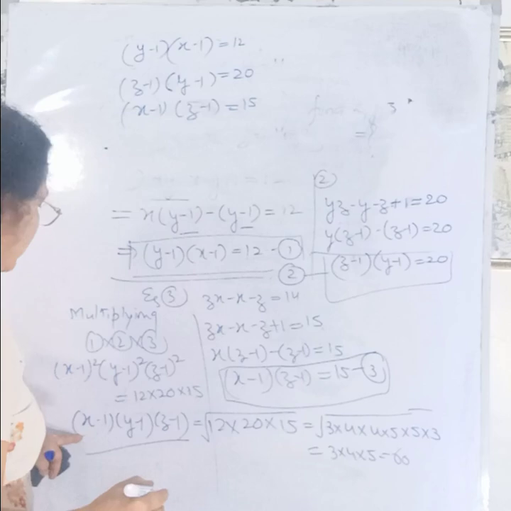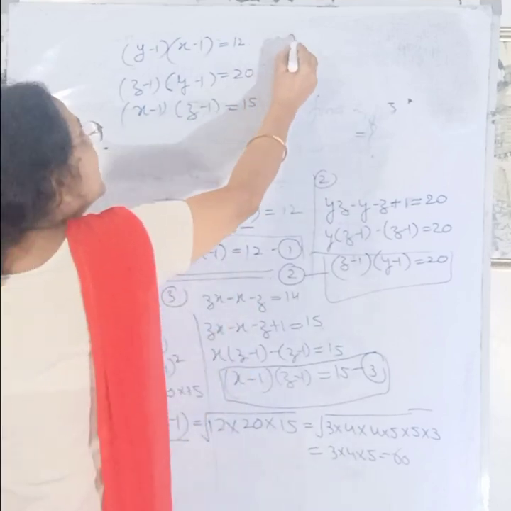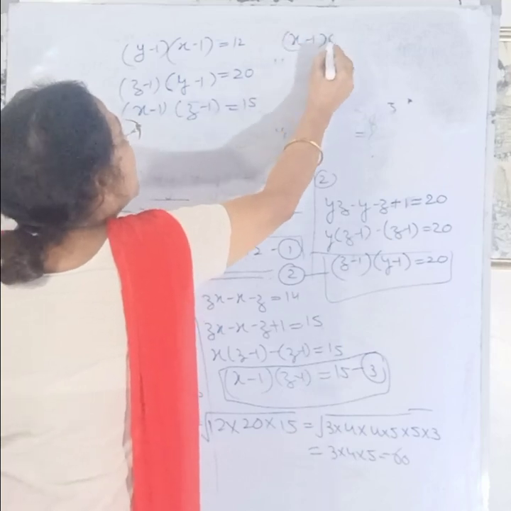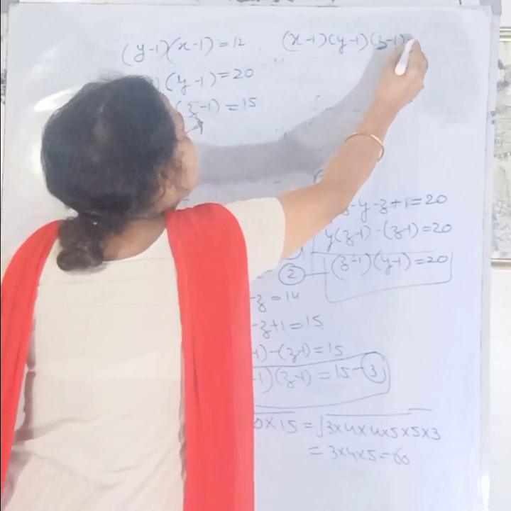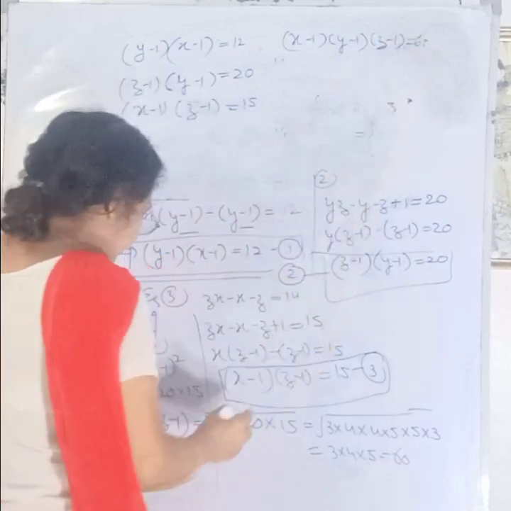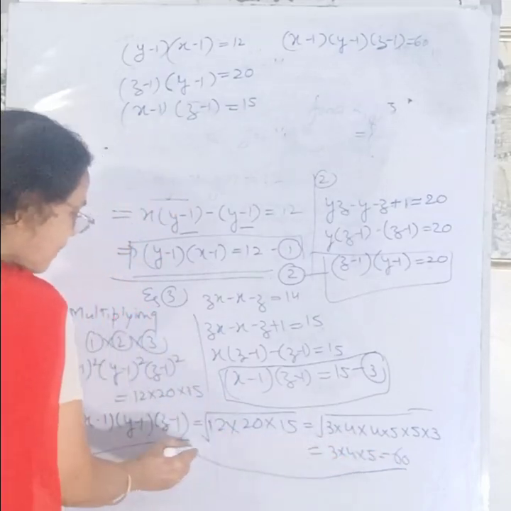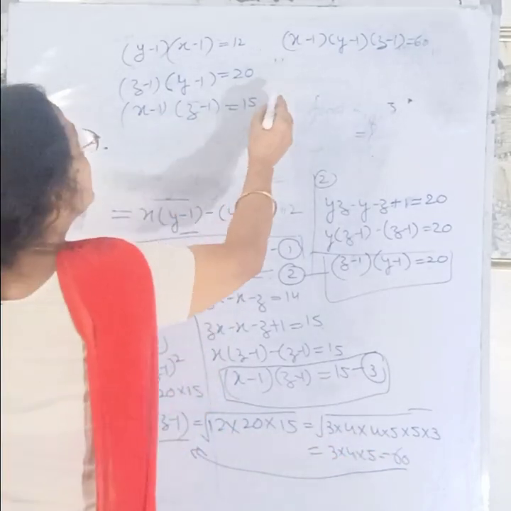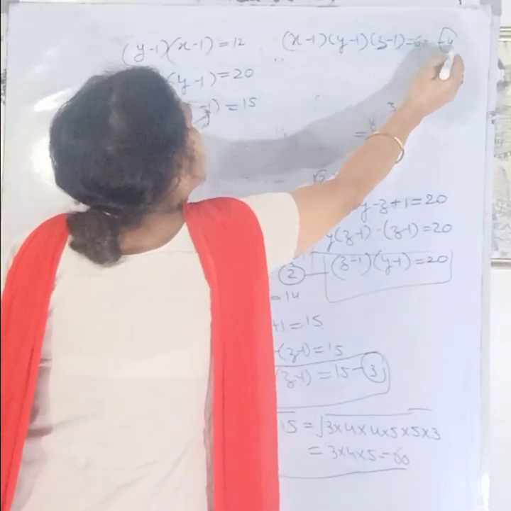And we have now obtained the product of all these three terms. We are having x minus 1 into y minus 1 into z minus 1 is equal to 60. We have already calculated this over here. This is equal to 60. Let us suppose this is equation number 4.